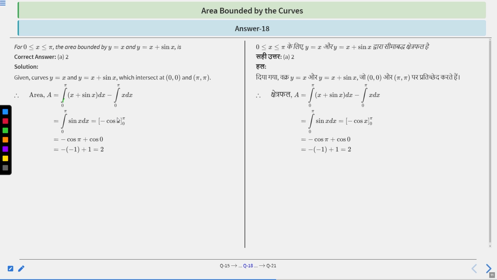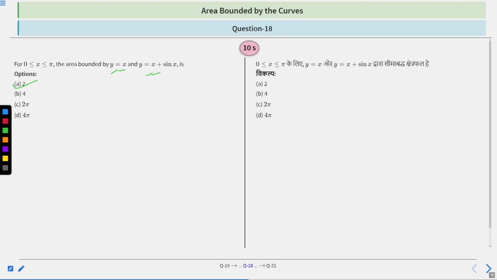And integration of sin x will be minus cos x, and the limit is from 0 to pi. When we put the limit, area is equal to minus cos pi plus cos 0, which is equal to 2. After solving, you will get the answer as 2. Got it? So I think option A is the right choice.